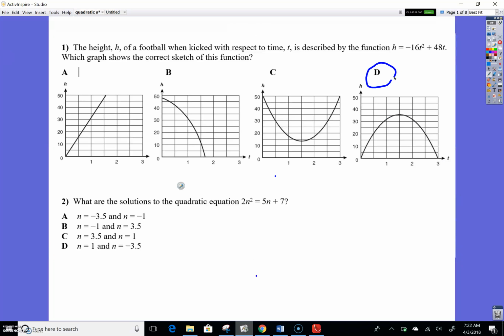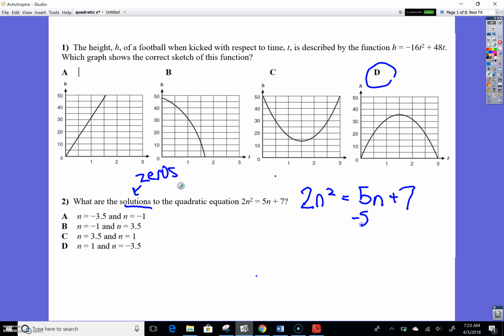Alright, what are the solutions to the quadratic equation 2n squared is equal to 5n plus 7? We have several different methods to do it. The easiest method here would probably be graphing it. Remember, solutions are the same things as zeros in quadratic. But first thing we have to do is let it equal to 0.